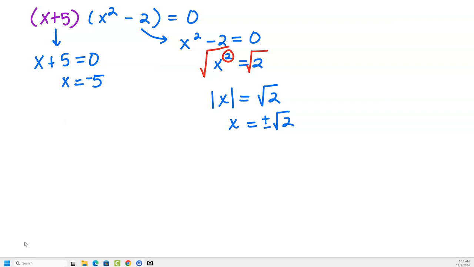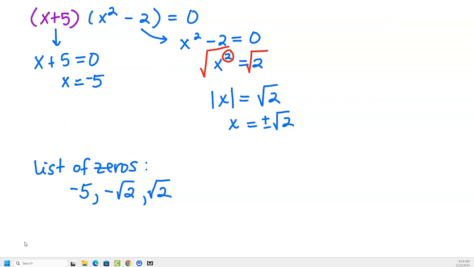So to solve, if I list the zeros, the list of zeros would be the negative 5, the minus root 2, and the plus root 2. Excuse me. Let's highlight that as the answer.